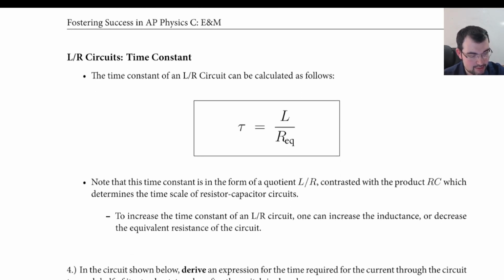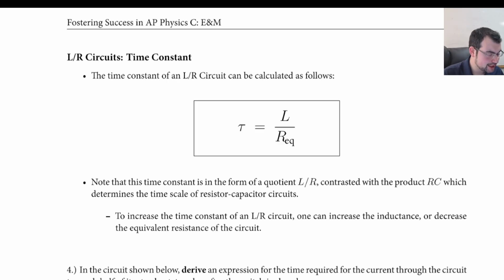And based on how the naming of the section worked, you could maybe have guessed that the time constant of an LR circuit is not actually LR. I've been calling it L over R circuits because L divided by R is the time constant.